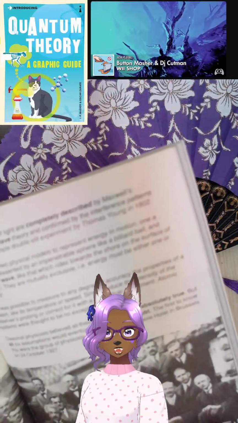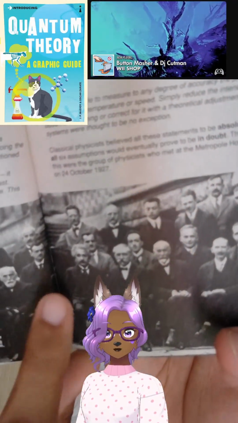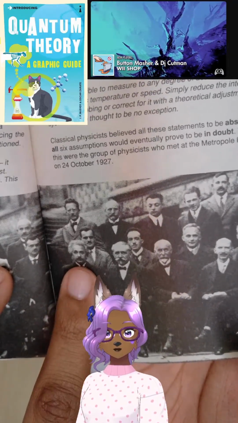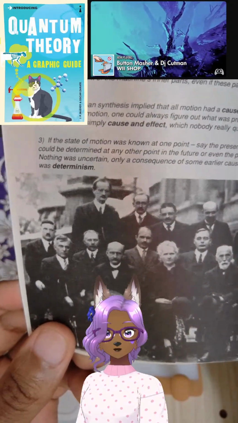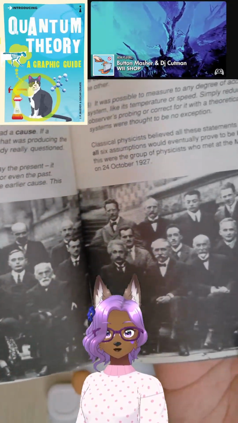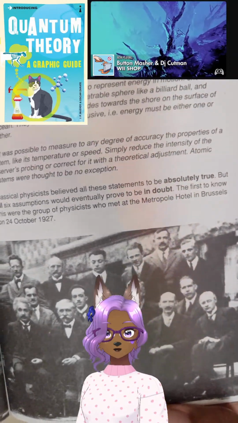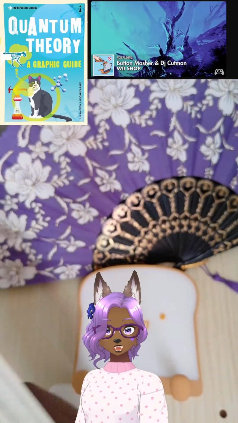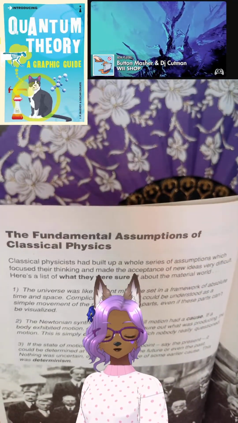Alright, oh, and we've got a picture. Oh, there's Einstein, I believe. We've got an actual picture. Yeah, I think that's Einstein right there. Got all these folks here. All of these folks that have something in common. Let's see. They are physicists and scientists.